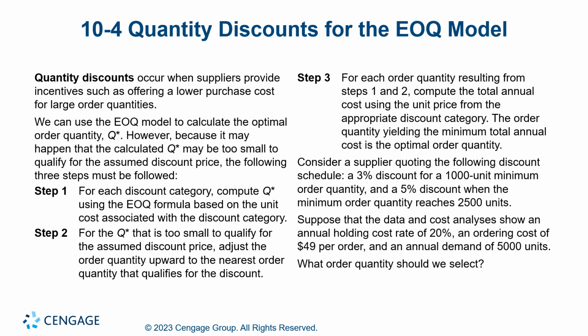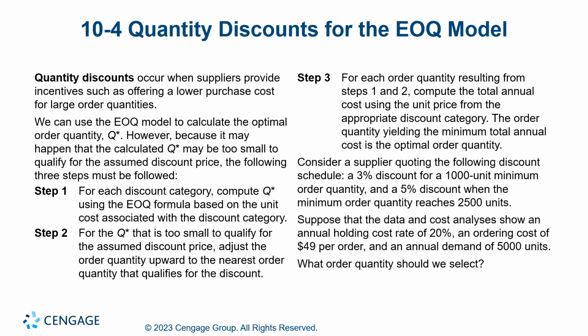And for step 3, for each order quantity resulting from step 1 and step 2, we compute the total annual cost using the unit price from the appropriate discount category. The order quantity that yields the minimum total annual cost is the optimal order quantity. So basically, what does it mean here for step 1 to step 3?